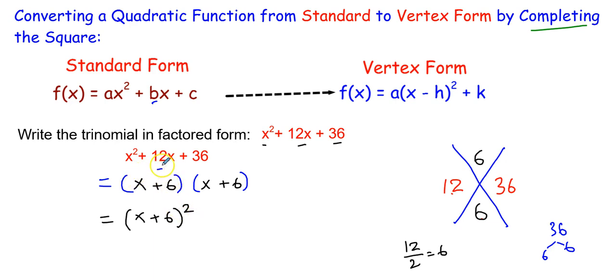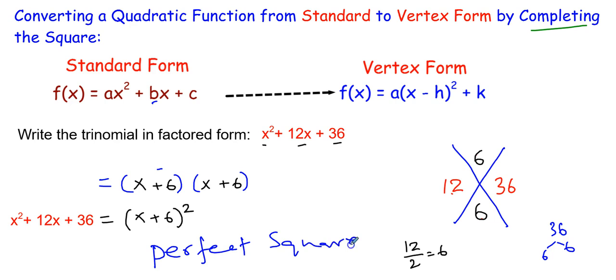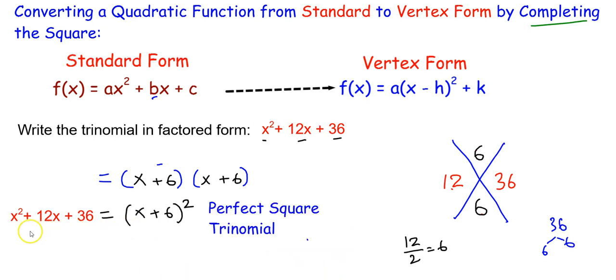Okay, so x squared plus 12x plus 36, I can rewrite as x plus 6 whole square, which is telling me that x squared plus 12x plus 36 is a what? It is a perfect square. It is a perfect square trinomial. That is, this expression can be written as a product of two same factors. That's the reason we have x plus 6 whole square. So in this case, we are able to write x squared plus 12x plus 36 as x plus 6 whole square. Hence, it is a perfect square trinomial.